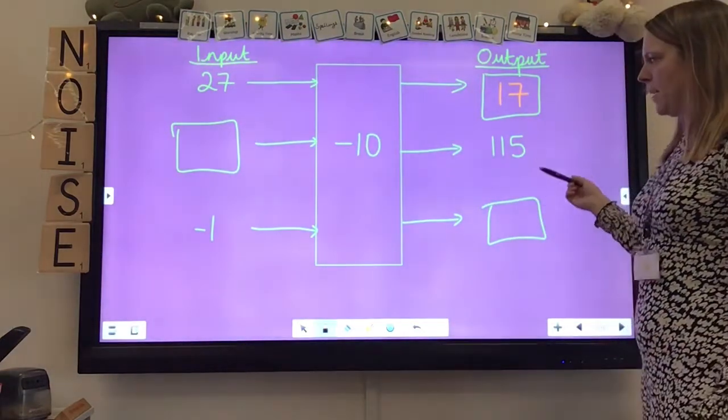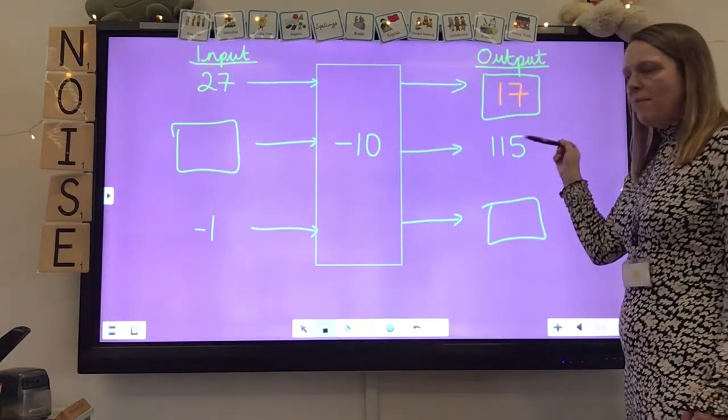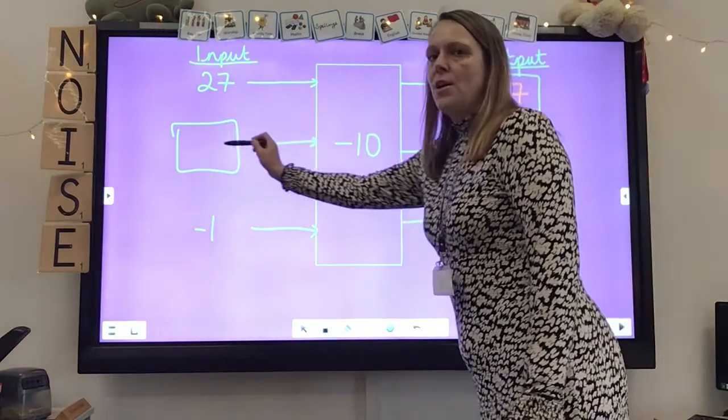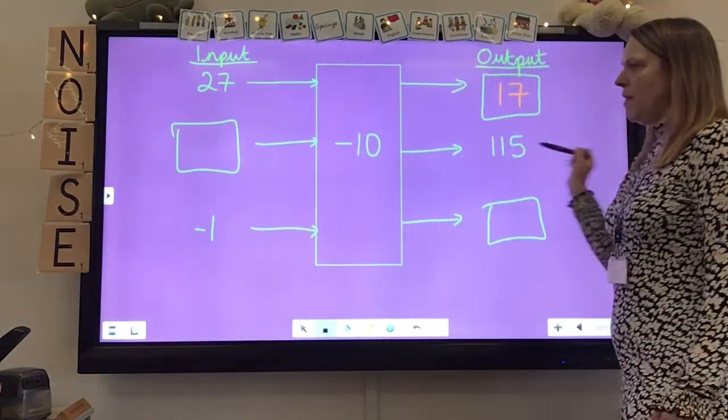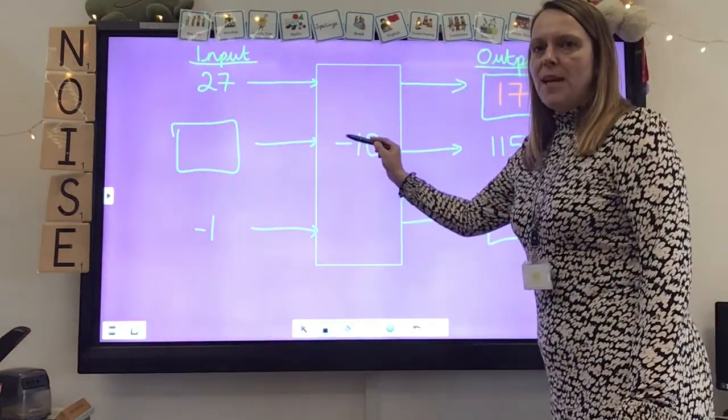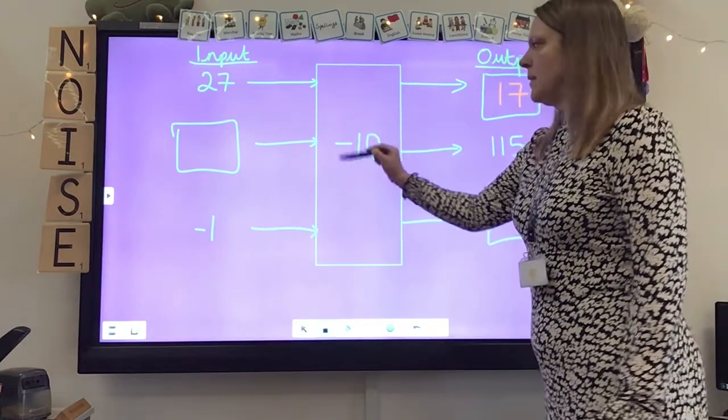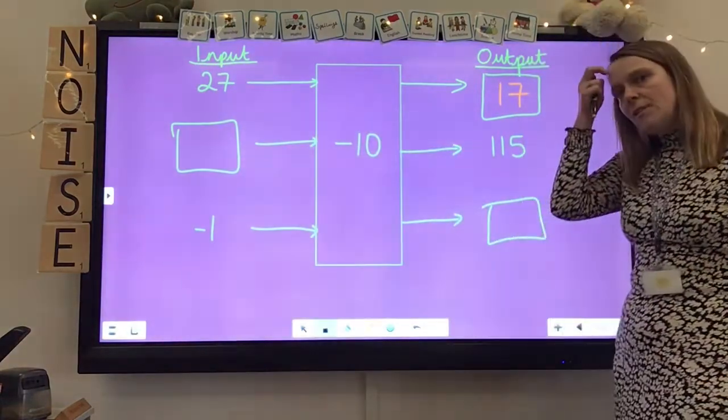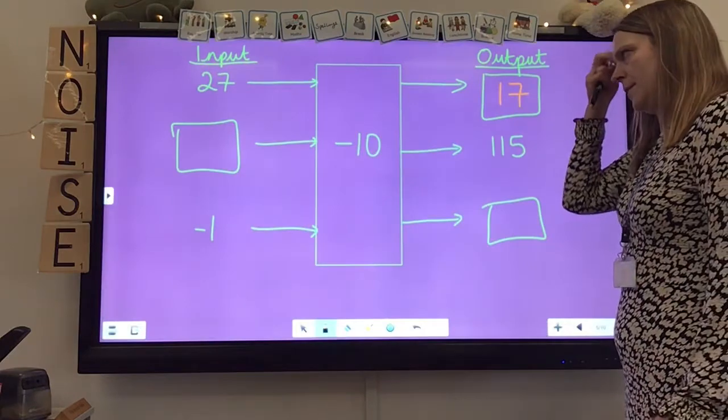Now remember with this one what I said about the inverse. If you're going this way, you're doing the opposite. You're doing the inverse. So rather than taking away 10, what would the opposite of take away 10 be? That's right, it will be plus 10. So pause the video, have a go at these, and then restart when you're ready to go through the answers.